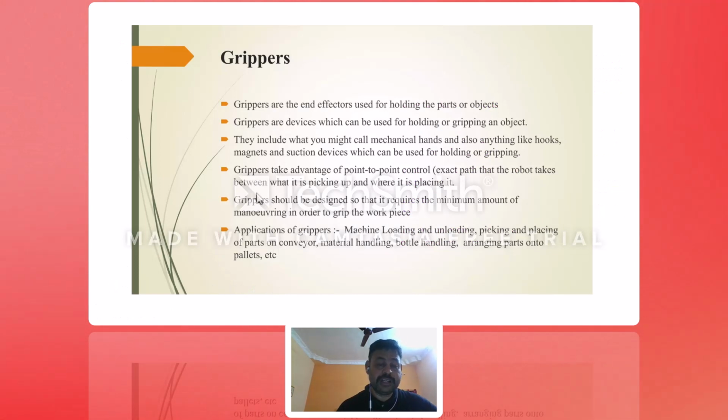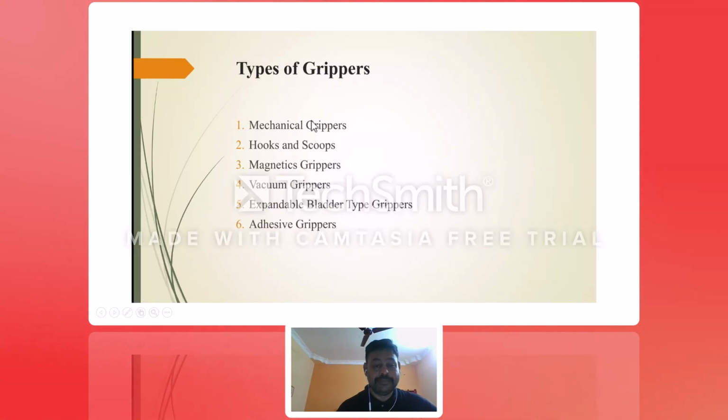Next, I am coming to the gripper. I discussed grippers previously, and now I want to explain how to operate them. You have mechanical, hook and scoop, magnetic, vacuum, and expandable and adhesive grippers.